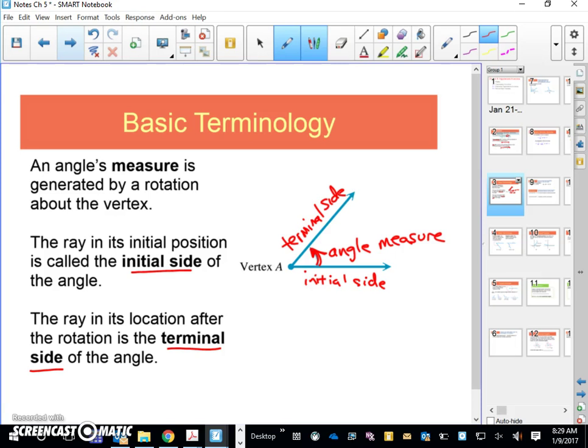The initial side is always going to be flat like this. Okay, and then the angle measure, whether it's 60 degrees or 90 degrees or 180 degrees or whatever, that determines where the terminal side is. Those three parts make up an angle.